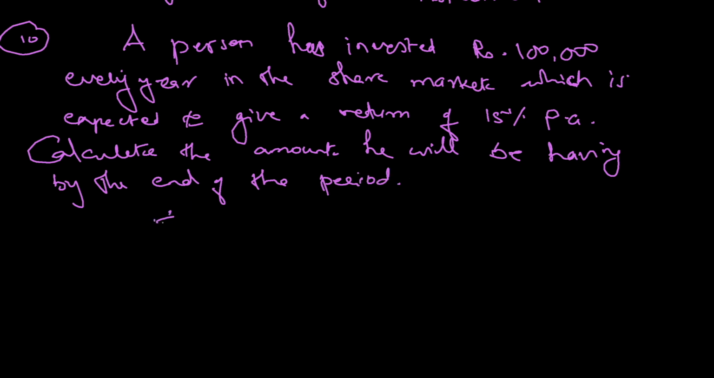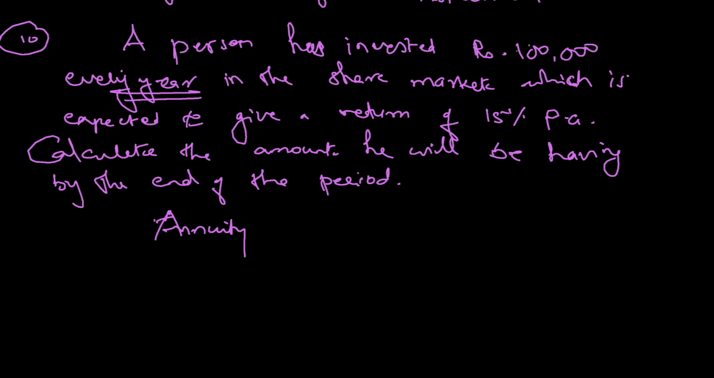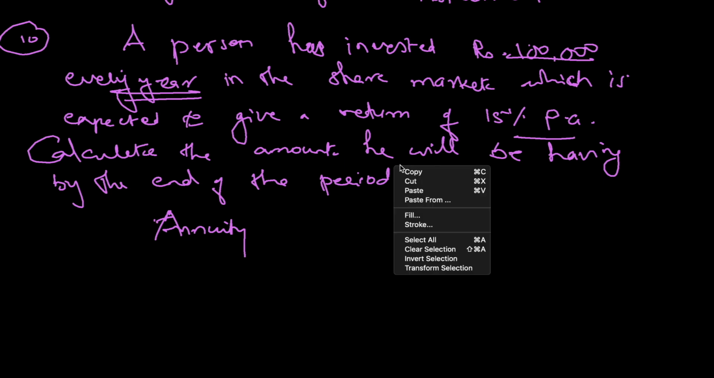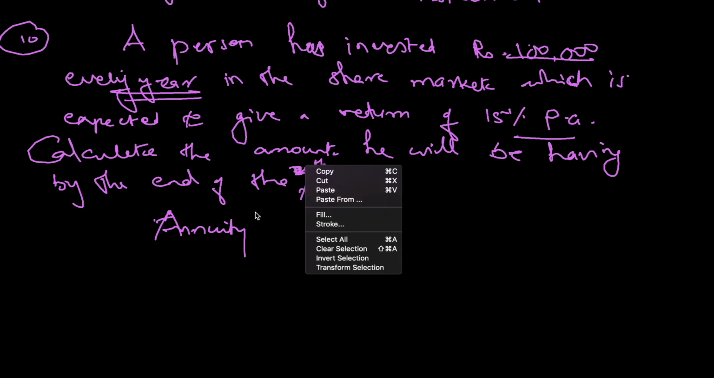As the formula goes, there is an annuity. A person has invested 1 lakh every year, which is expected to give 15% per annum. Calculate the amount he will have by the end of the period. It doesn't specify for how long, so let's make it the 20th period. So 20 years of investments.